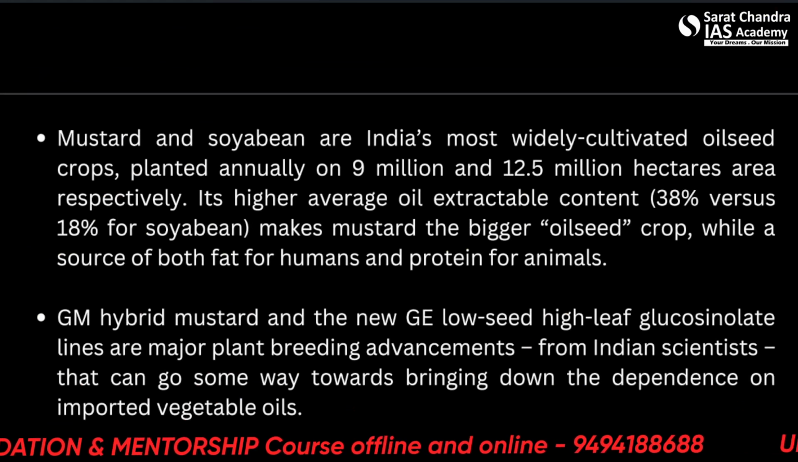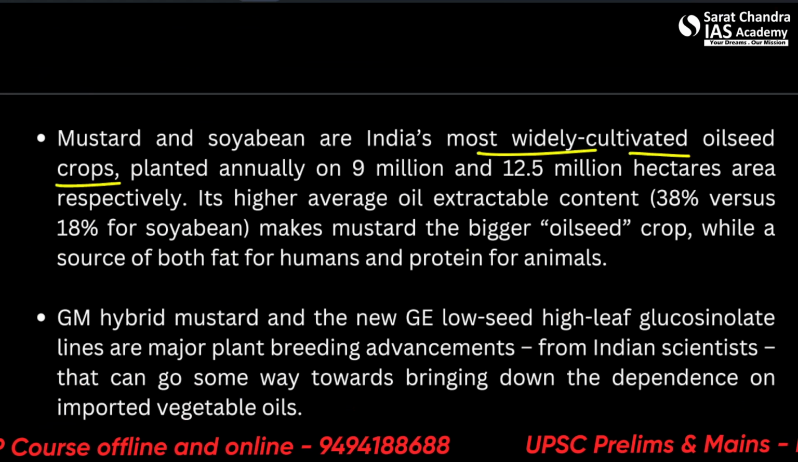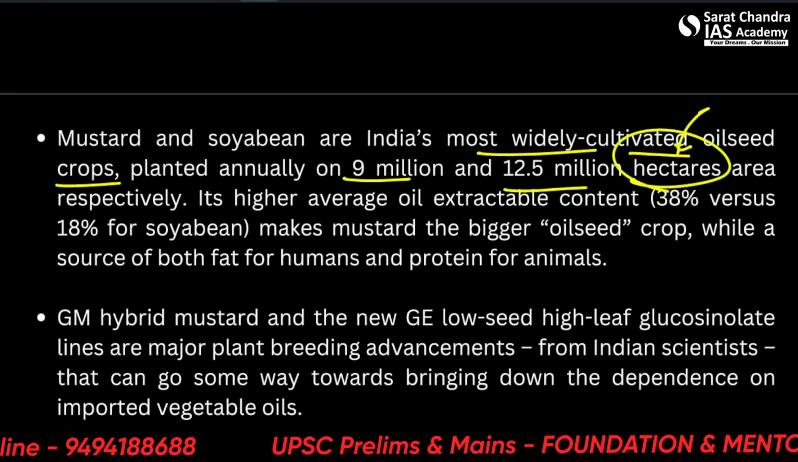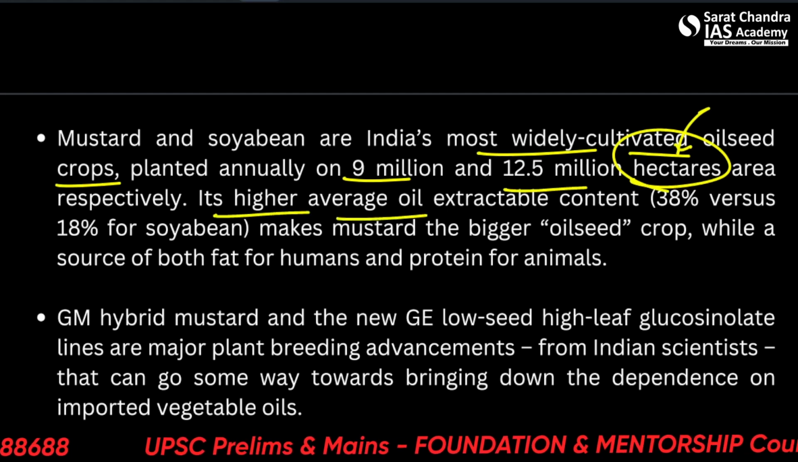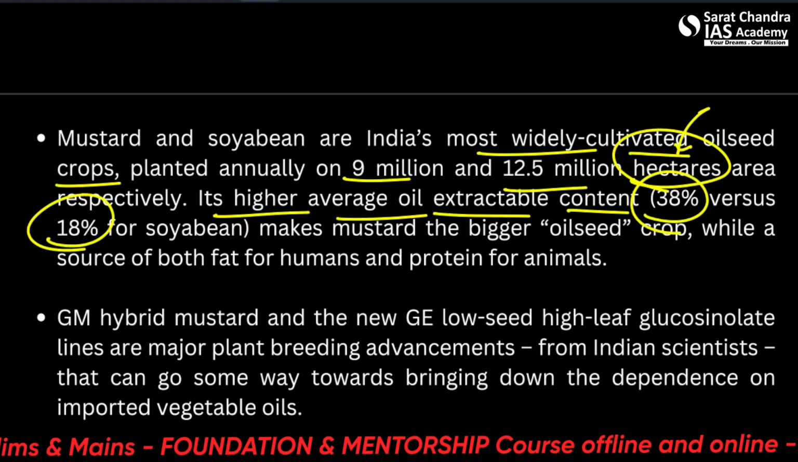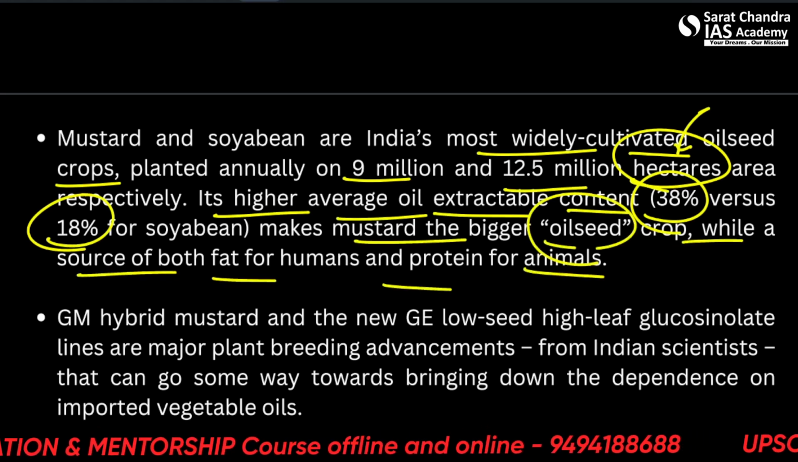Mustard and soybean are India's most widely cultivated oilseed crops, planted annually on 9 million and 12.5 million hectares respectively. Again, hectares has come into use, so please remember all these units. Its higher average oil extractable content, 38% versus 18% for soybean, makes mustard the bigger oilseed crop, while being a source of both fat for humans and protein for animals.